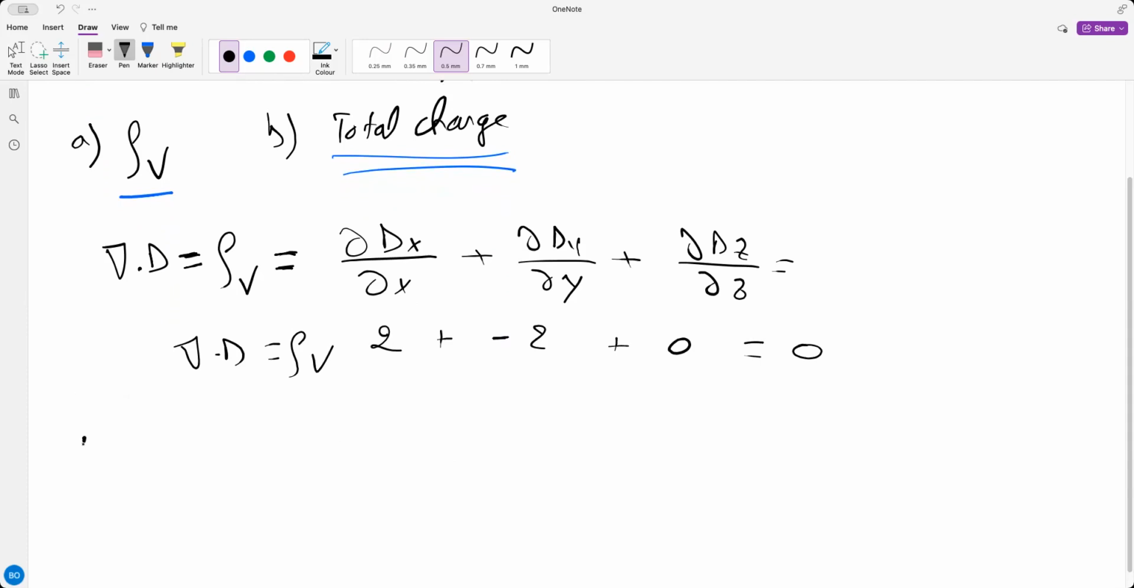Now, how can we calculate the total charge? The integral of rho v dV. Yeah, so you have the volume charge density, and you just integrate over dV, okay? But since it is 0, the charge inside is 0. Otherwise, you could also have done the same question.